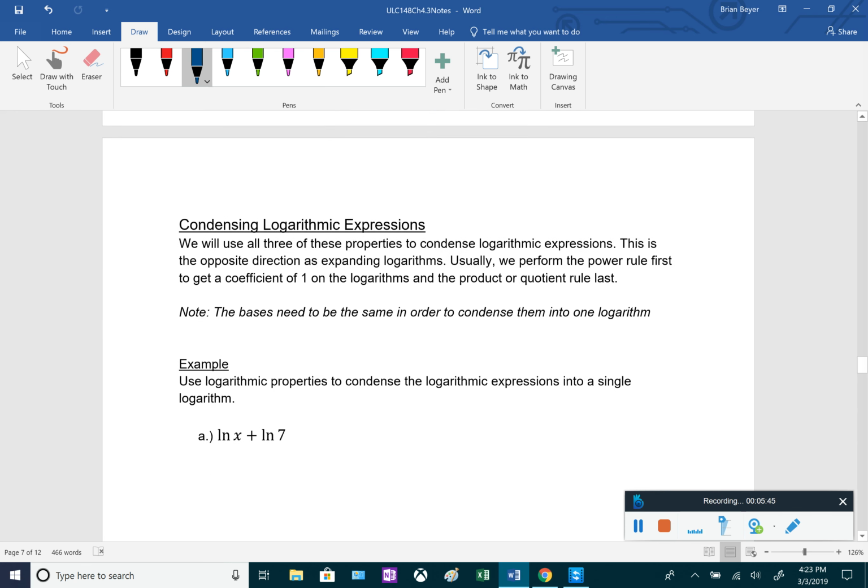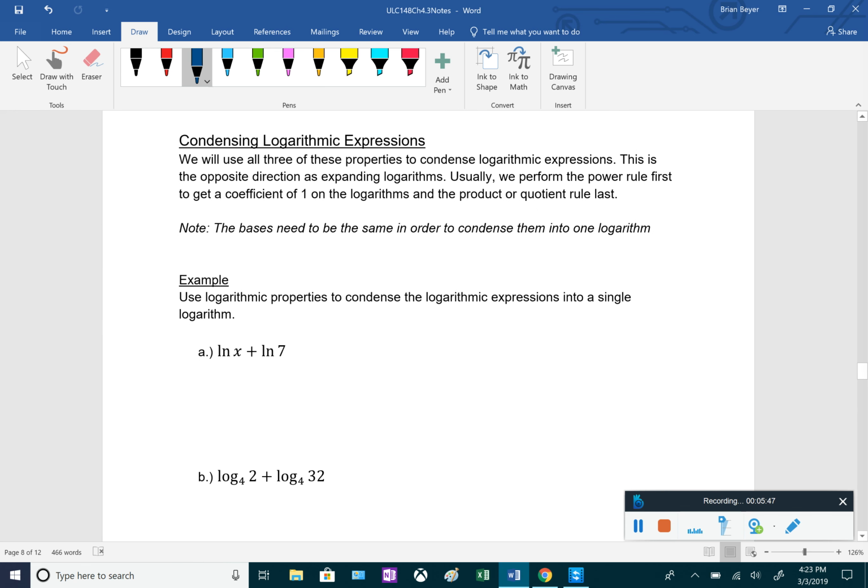Okay, so that's expanding logarithms. Nothing too crazy. You're just using the 3 rules, those 3 properties, and then keeping in mind that we can simplify some of them. So next, we're going to be doing condensing logarithmic expressions. So we're still going to be using all of these properties. It's going to be the same thing that we just did, except in the opposite direction as expanding them.